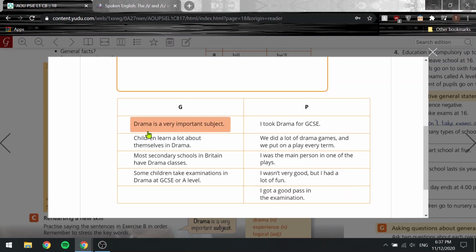So you start by saying drama is a very important subject. Children learn a lot about themselves in drama. Most secondary schools in Britain have drama classes, and some children take examinations in drama at GCSE or A levels. And then you move on to personal experiences, which is I took drama for GCSE. We did a lot of drama games, and we put on a play every term. And I was the main person in one of the plays. I wasn't very good, but I had a lot of fun. And finally, I got a good pass in the examination.